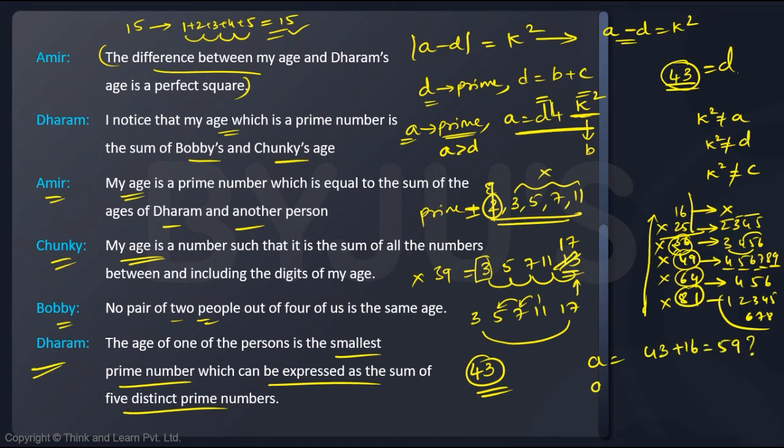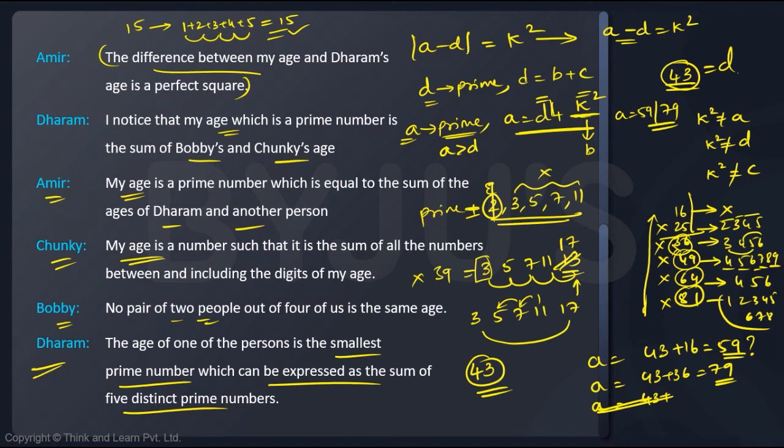Could be possible. What about the other possibilities? 43 plus 25. Obviously, odd plus odd is not possible. So let's not even worry about odd numbers. It should be odd plus an even number only. So 25 is not possible. The next possibility is 43 plus 36. This will be 79. Maybe possible. And the next possibility is 43 plus 49, not possible, so 64, but 64 is crossing your 100. So A has two possibilities, 59 and 79. So A can be 59 or 79.